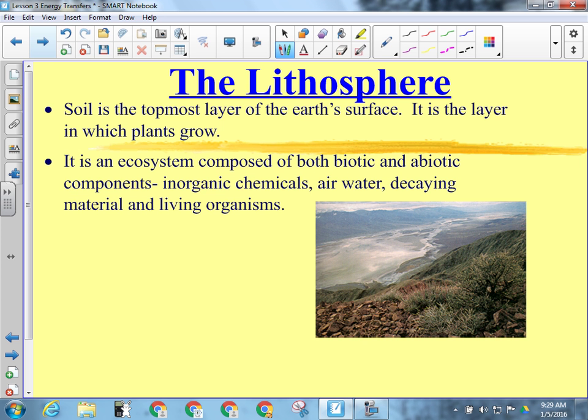How many people have been to Prince Edward Island? Anyone been out to Prince Edward Island? What color is the dirt? A lot of it is red, because the earth around there is made of this kind of red clay. And as that red clay kind of breaks down, it makes red soil.